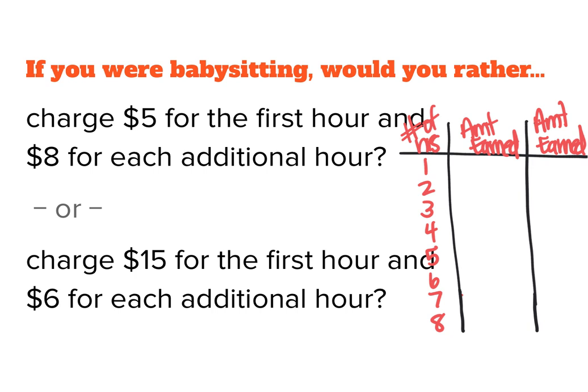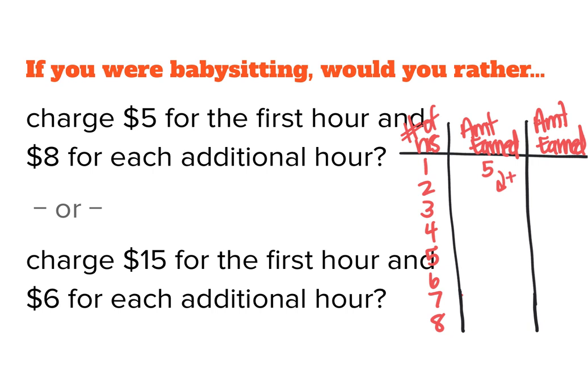Okay, so let's take a look. So I like to use a table to organize my thoughts. So here we are. In the first column, I have the number of hours. In the second and third column, I have amount earned. So we're going to look at the first scenario first and use the second column for that. So we know that in the first hour, we're going to make $5. Each additional hour, we're going to make an additional $8.